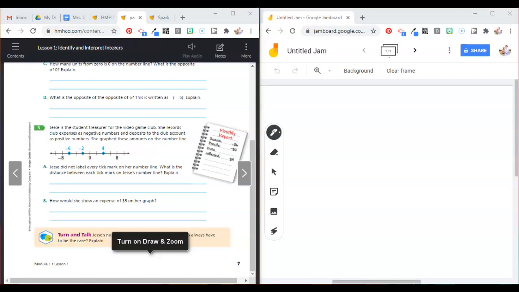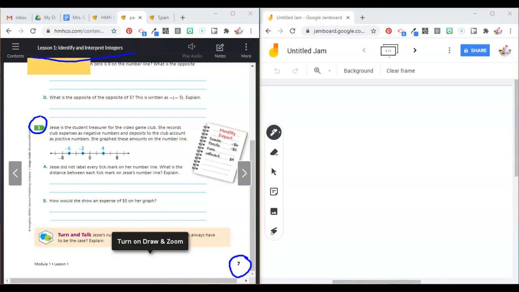Okay, this is Building Understanding Part 2 of Lesson 1, Identify and Interpret Integers, right up here. And we're down on number 3. In the last video in Part 1, we did 1 and 2. And now we're on to number 3, and we're going to do 3 and 4 on this video. And so we're on page 7, as you can see right down here.